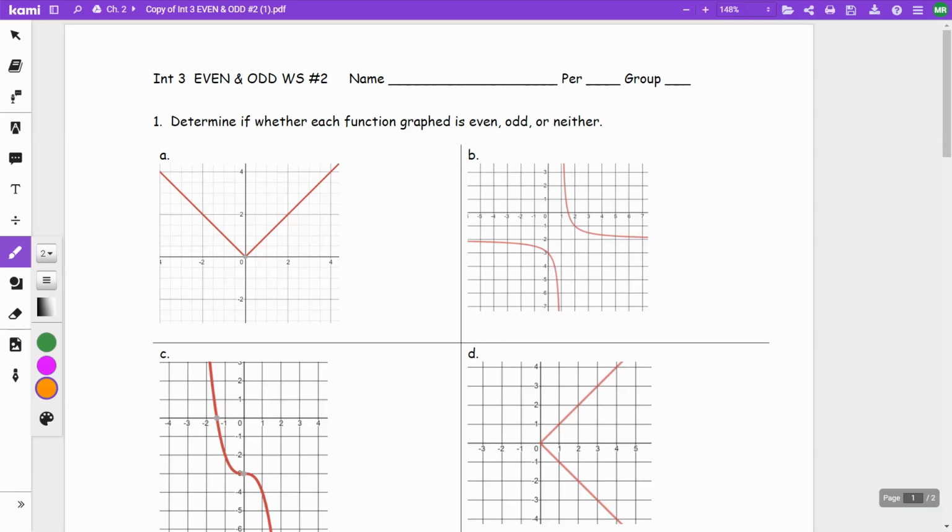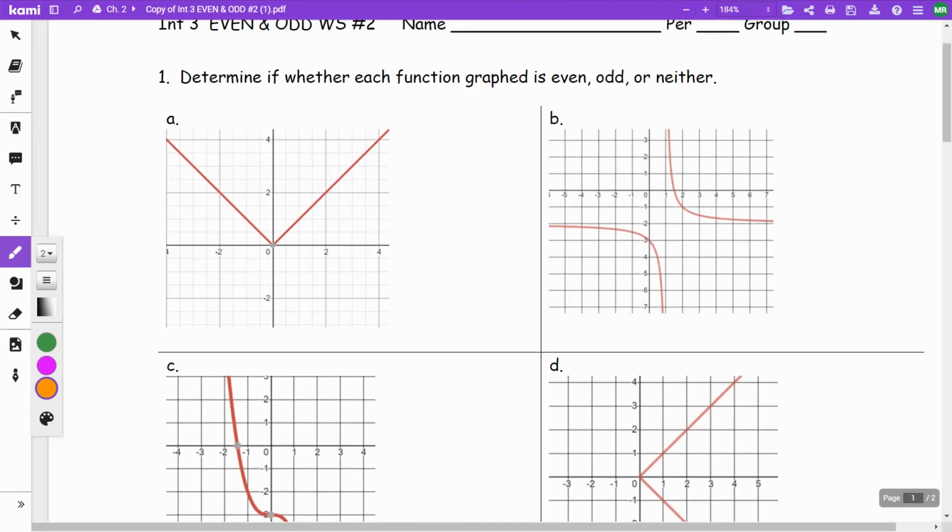So this is a video on the second even and odd worksheet. Again, I want you to try these problems. I'm doing this video just in case you guys have questions. That way you can refer to this since I'm not there.